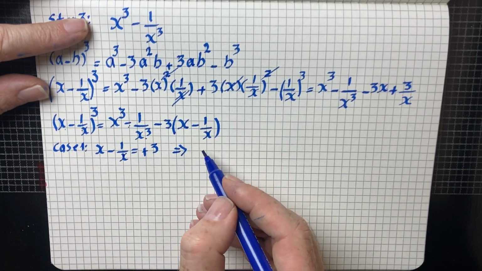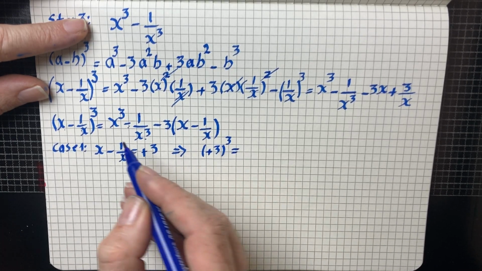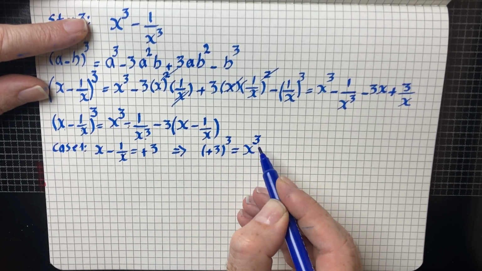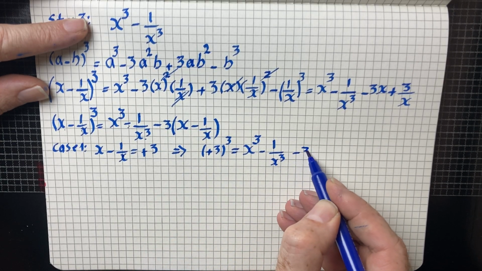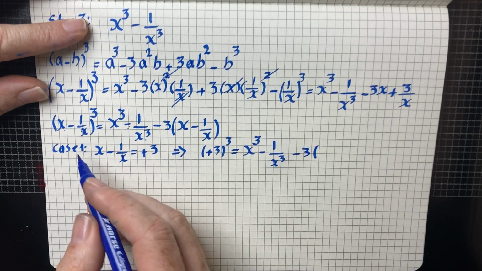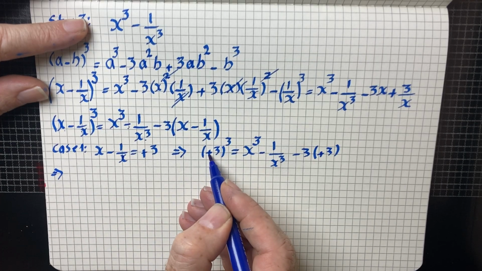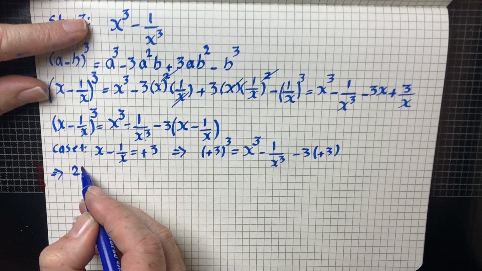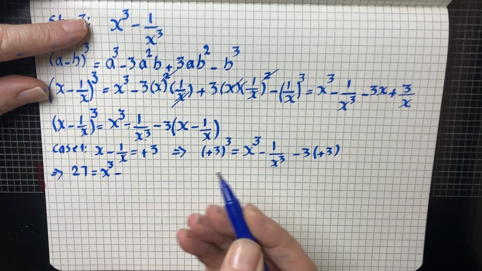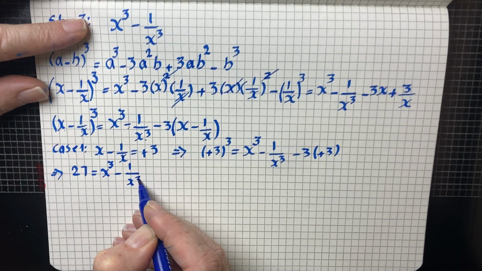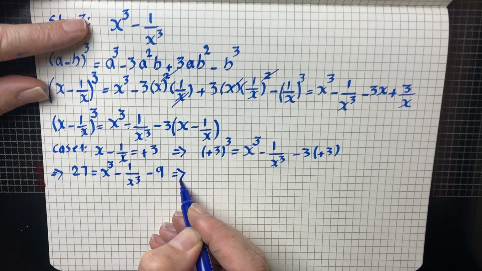(x - 1/x) cubed, with x - 1/x being positive 3, equals x cubed minus 1 over x cubed, minus 3 times (x - 1/x). X minus 1 over x is positive 3. So positive 3 cubed is going to be 27, equals x cubed minus 1 over x cubed, minus 3 times 3, which is going to be negative 9.